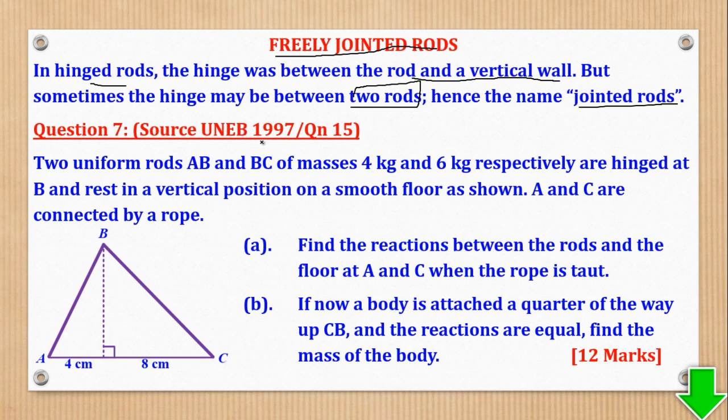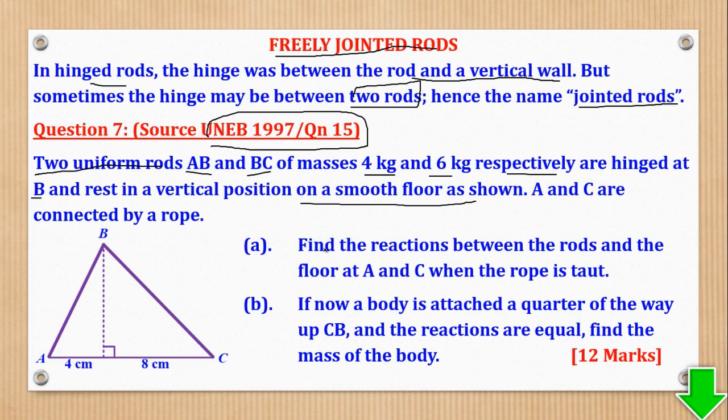So question 7 came from UNEB 1997, paper 2, question 15, and says two uniform rods AB and BC of masses 4 kilograms and 6 kilograms respectively are hinged at B and rest in a vertical position on a smooth floor. So smooth floor means only normal reaction exists. A and C are connected by a rope. So this is the rope.